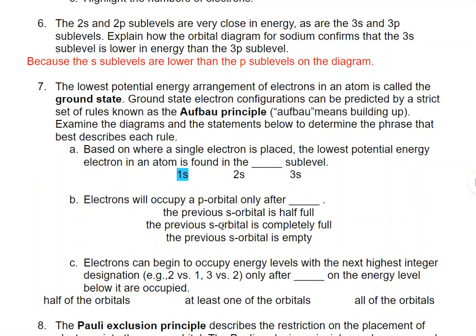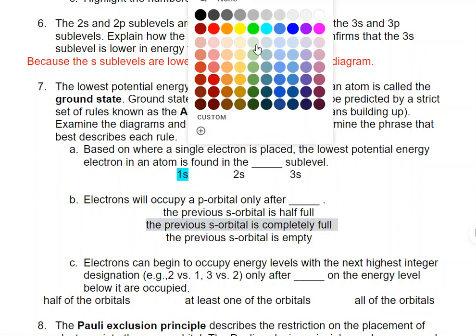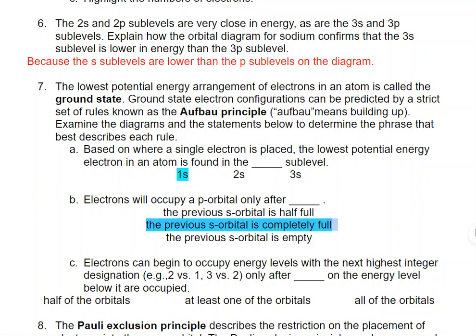Electrons will occupy a p orbital only after the previous s orbital is completely full. So this is kind of like when will the pink rooms be occupied? Only after the sunny rooms are full. Electrons can begin to occupy energy levels with the next highest integer designation, so 2 versus 1 or 3 versus 2, only after blank on the energy level below it are occupied.